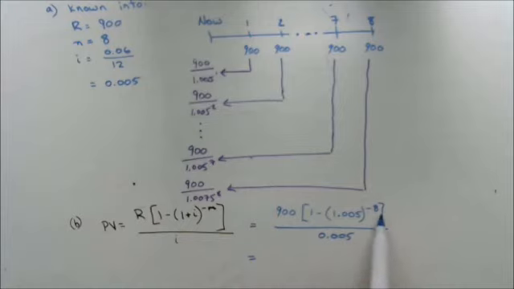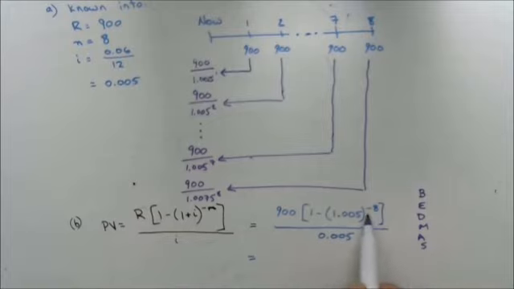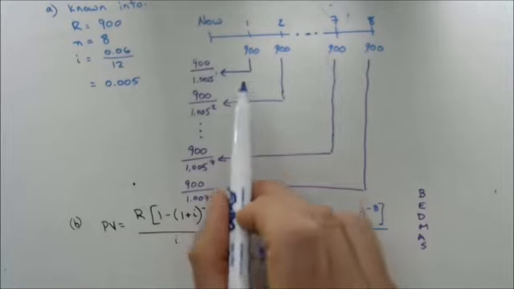You can reduce this part first, but when you do that, please, oh please, make sure that you're following the rules of math. BEDMAS. Okay, so you need to do 1.005 to the power of negative 8. Then do 1 minus that amount. Then multiply by 900. Then divide by 0.005. And you should end up with approximately $7,040.66. So this is how much Josh needs to have in his account in order to finance his 8 months at university. Now, how much is he actually withdrawing?